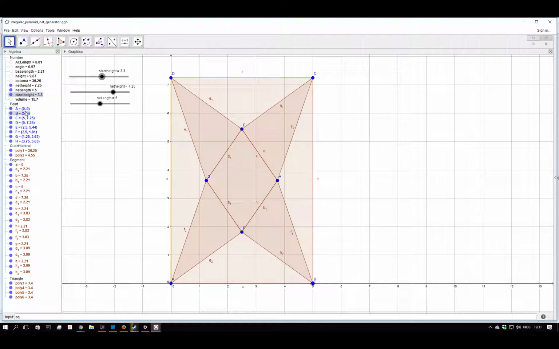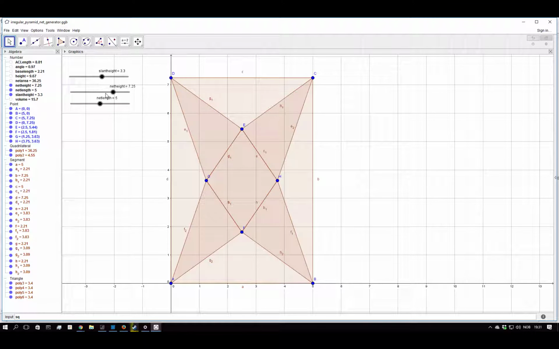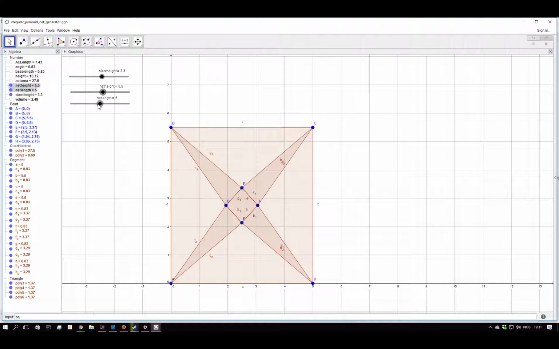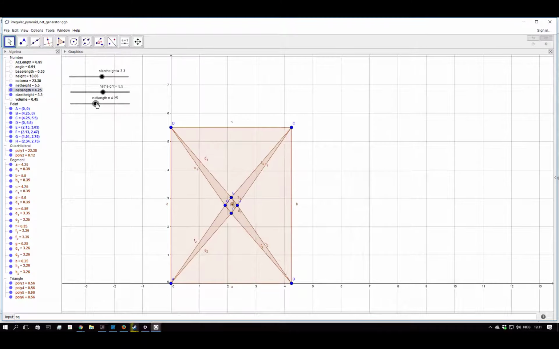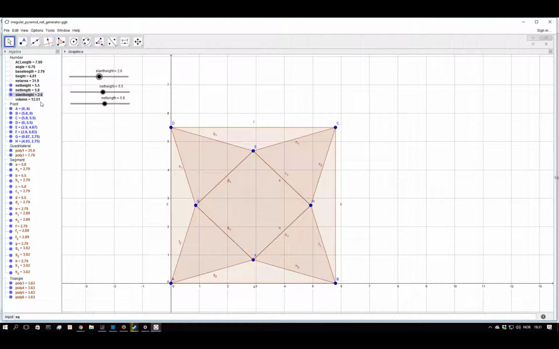Again, if we look at it, A is defined as 0, 0, because I didn't care to move this that much, and then C is defined as net length and net height, so net length for the X and net height for the Y. These are 3 variables: net height, which changes the height of the net, length, which changes the length of the net, and then again the slant height, just like in the previous program.